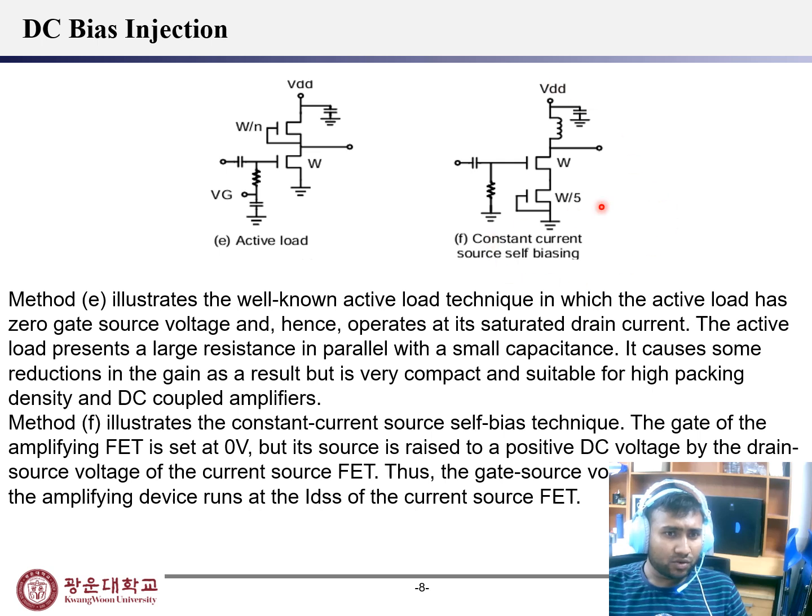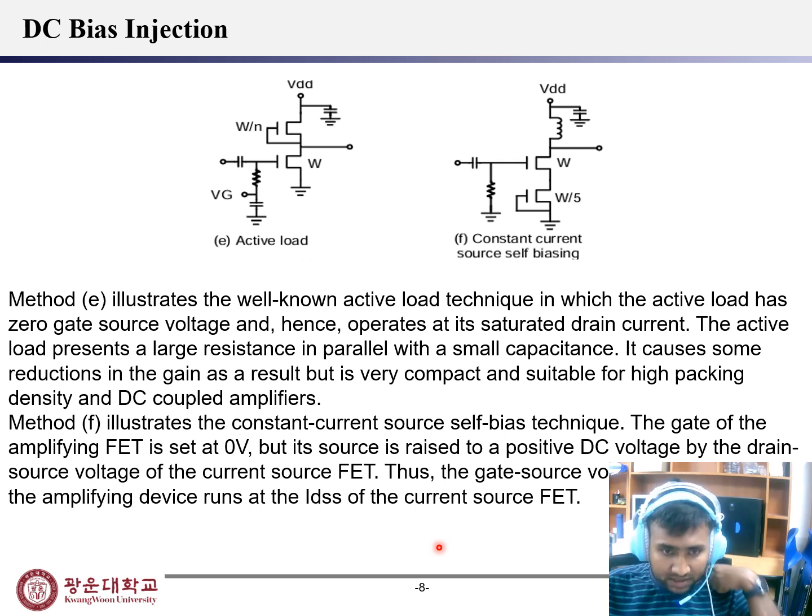Method F, constant current source self biasing. In this technique, the gate of the amplifier FET is set at 0 volts, but its source is raised to a positive DC voltage by the drain source voltage of the current source FET. Thus the gate source voltage is negative and the amplifying device runs at the IDSS of the current source FET.